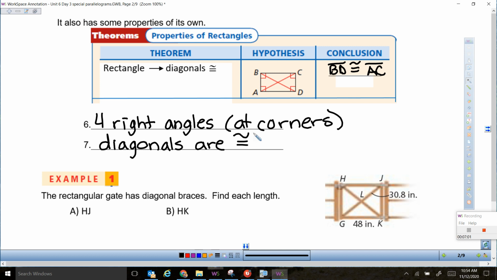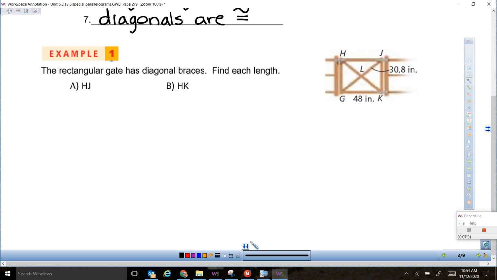Okay, so example 1, it says that the rectangular gate has diagonal braces. Find each length. So we want to find the length HJ. So HJ is the top side. So if the bottom of the rectangle is 48 inches, what is the top of the rectangle going to be? 48 inches. So HJ is 48 inches.